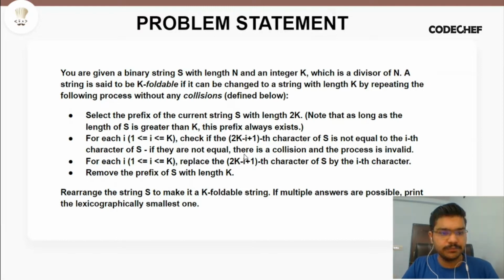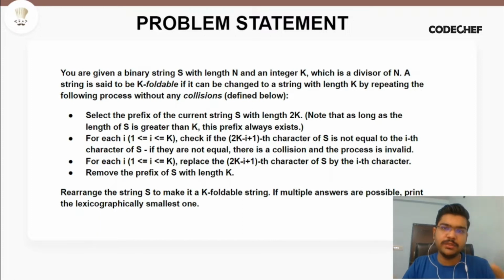Right. Now for each i, where i is between 1 and k both inclusive, replace the (2k minus i plus 1)th character of s with the ith character. So we need to replace that particular (2k minus i plus 1)th character with the ith character. And right, so what we'll do, we'll remove the prefix of length k from it. So in the first step, we remove the prefix of length k from it.